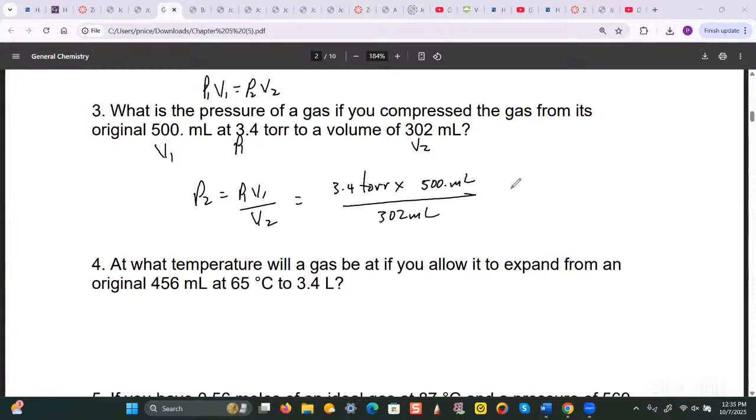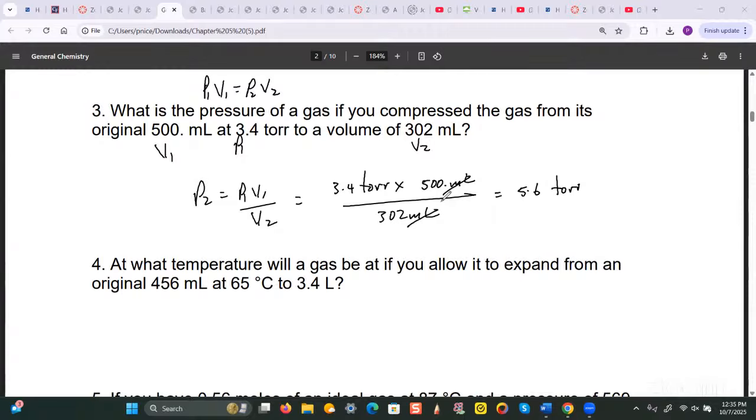All right. So let's see what this is. 3.4 times 500 and then divided by 302. According to my calculations, rounded off to 2 sig figs, this would be equal to 5.6, and the units here would be torr because the milliliter units would cancel out. All right, and that's how that is done.